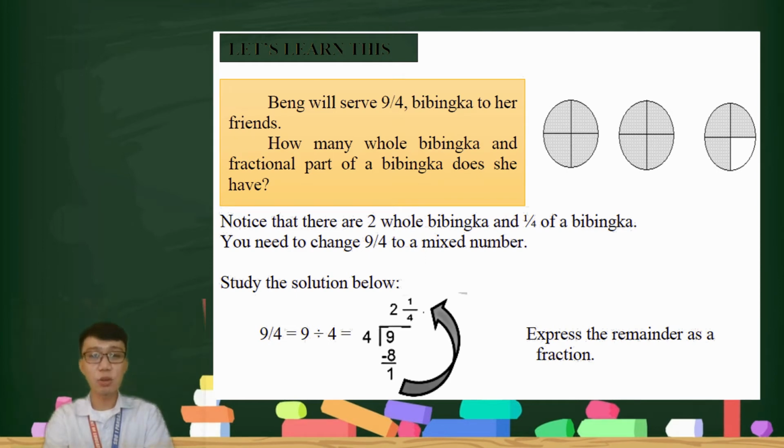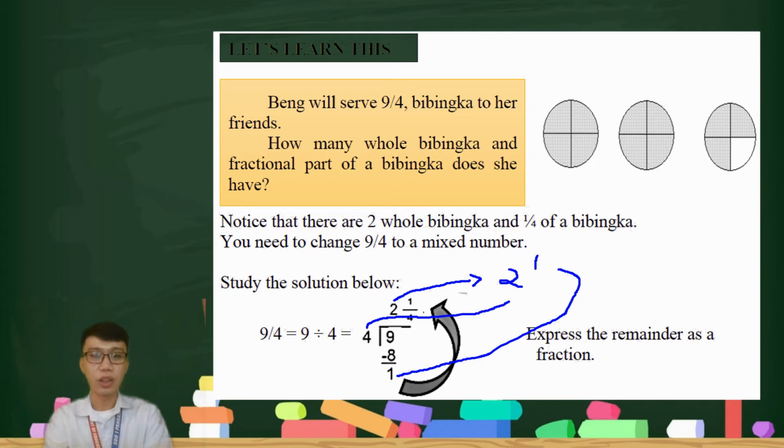This 2 will serve as the whole number, and the 1, the remainder, will serve as the numerator, and the number here will serve as the denominator. So the answer is 2 and 1/4. That's the answer for our word problem for today.